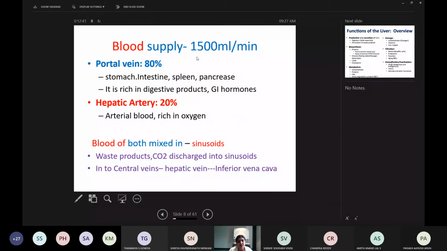So I will initially be telling the important features of the liver. When we study the liver, all of you must know this is the largest organ in the body with 1.5 kg weight, right? This is one of the unique features of the liver.